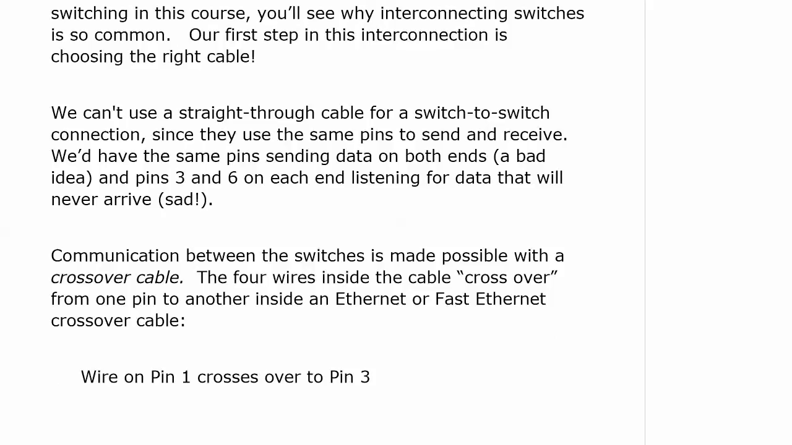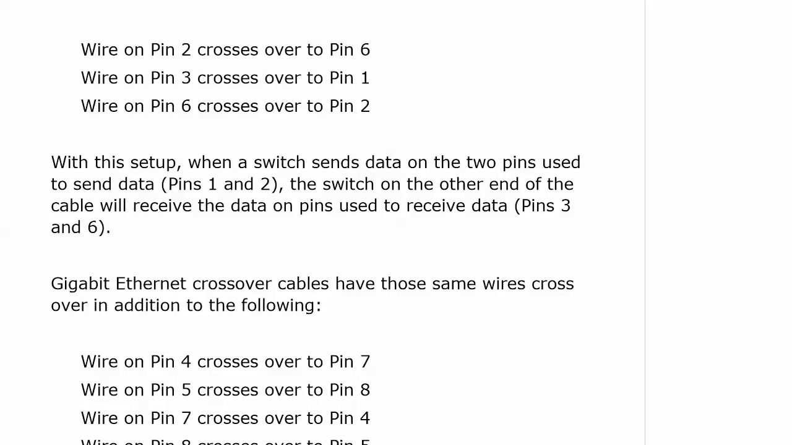Communication between the switches, again, is made possible by a crossover cable. The 4 wires inside the cable cross over from one pin to another inside an Ethernet or Fast Ethernet crossover cable. Wire on pin 1 goes to pin 3, pin 2 to pin 6, 3 to 1, and 6 to 2. Now with that set up, when a switch sends data on the 2 pins used to send data, 1 and 2, the switch on the other end of the cable receives the data on pins that are used to receive data, 3 and 6.